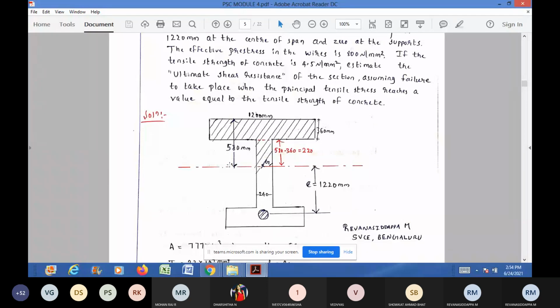Write all the things whatever I have written in the diagram. I'll explain in detail afterwards. Done, sir. Okay.